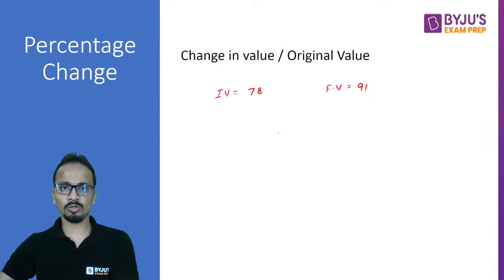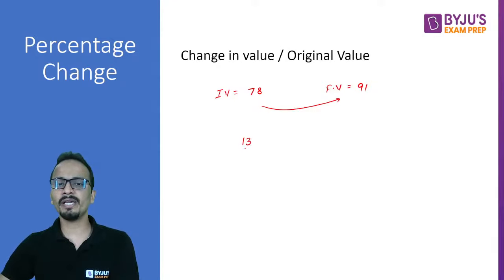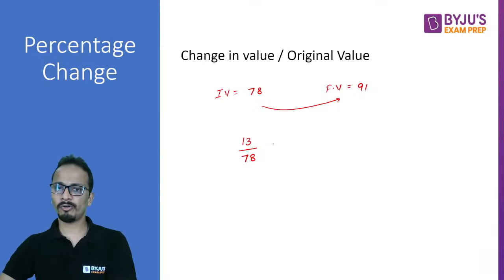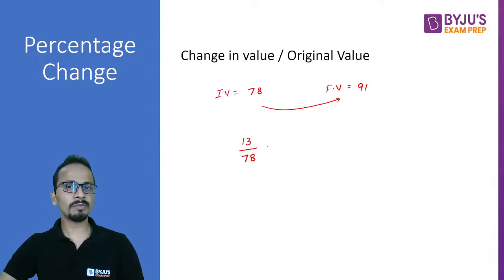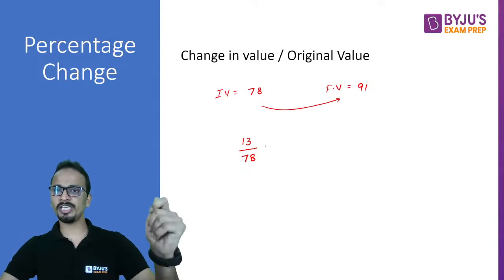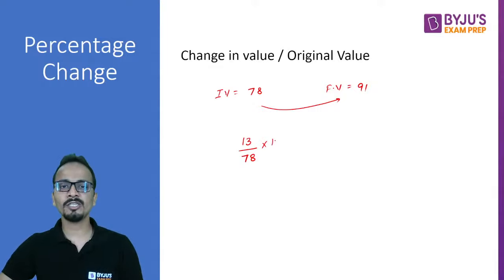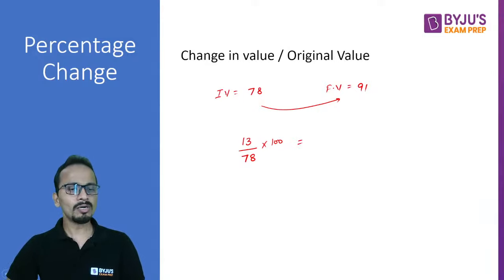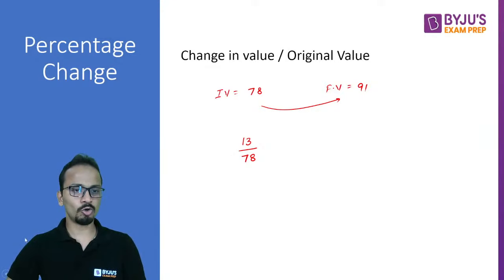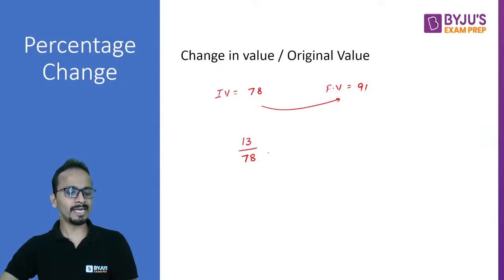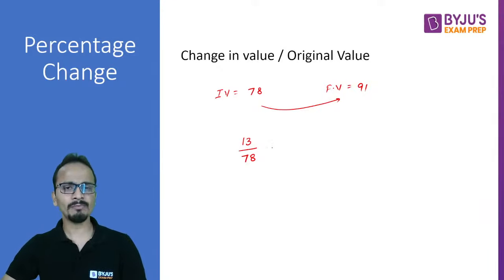All right. Now here the value wise change is 13, and the original value is 78. Now if we want to find out the percentage change, what we do is change upon original value, and to convert it into percentages, we multiply it by 100. Now I rarely do this last step. I will not multiply it by 100, because I'm not going to multiply and then divide it by 78.